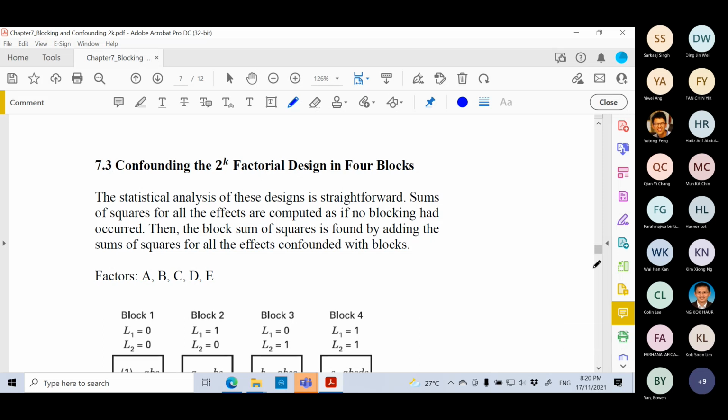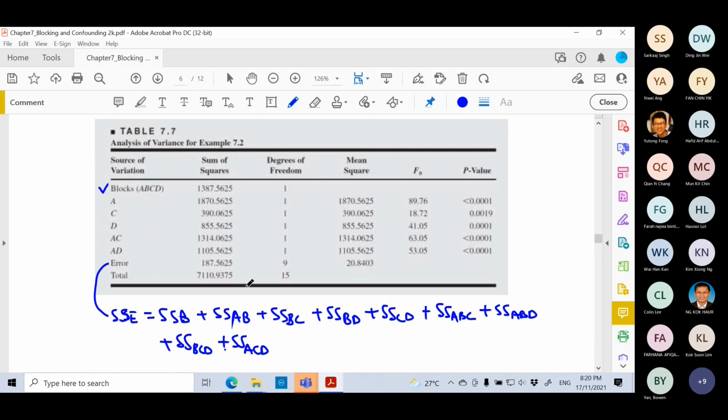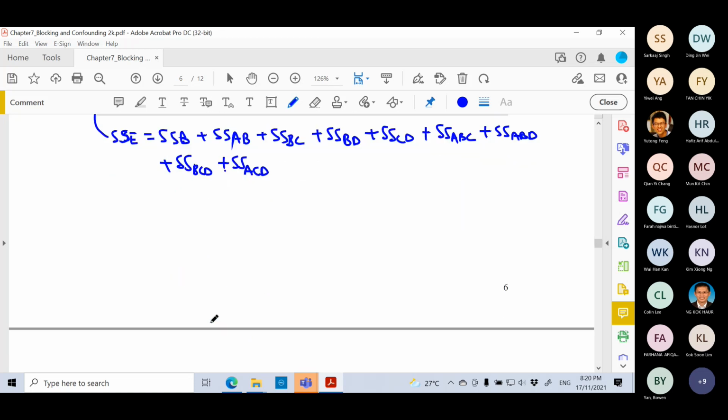So here you calculate all the sum of squares as usual. I repeat, this statement is also applied for the above one. If you want to calculate the sum of squares for all of them, you do it as usual. Use a contrast, then square it and divide by n times 2 power k. You will get all the sum of squares. The only thing you must bear in mind is that you cannot calculate the sum of squares for ABCD because you totally can't get it.